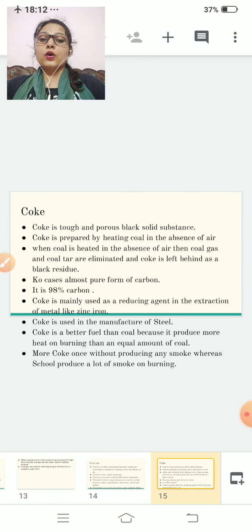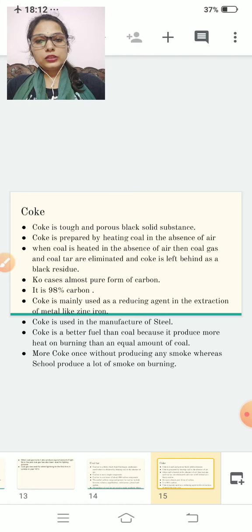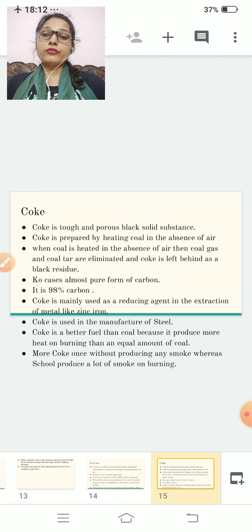Coke is an almost pure form of carbon, in which about 98% carbon is present. Coke is used for the extraction of metals, especially zinc. Coke is used in the manufacturing of steel. Coke is a better fuel because it produces more heat when you burn it. Clear? So these are the uses of coke.